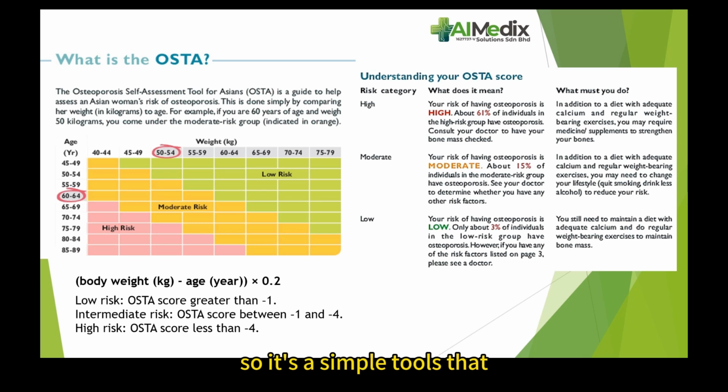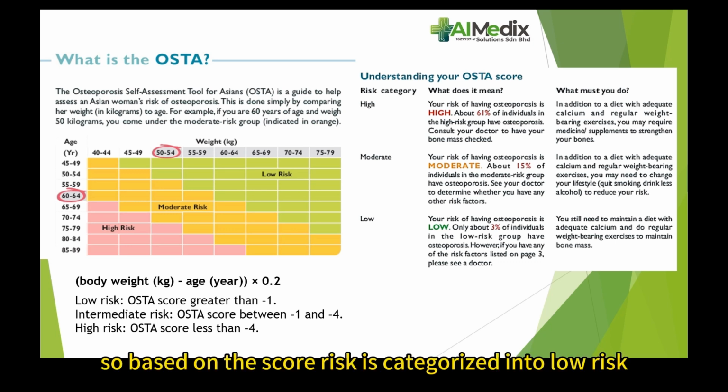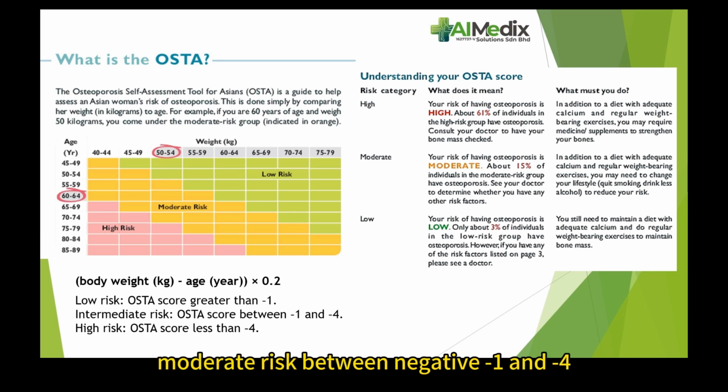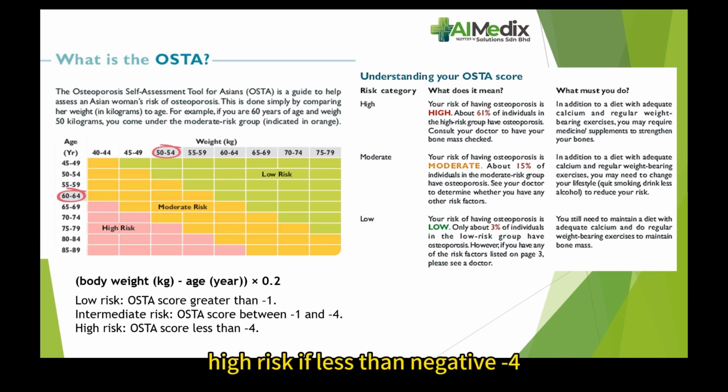So it's a simple tool that helps estimate a woman's risk of osteoporosis using just age and weight. So the formula is weight in kg minus age in years, times 0.2. So based on the score, risk is categorized into low risk, which is more than -1, moderate risk between -1 and -4, high risk if less than -4.